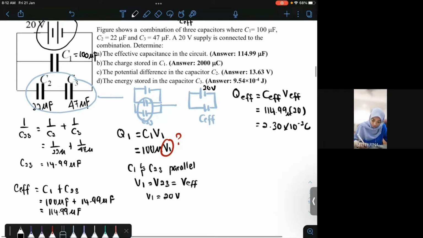So you can now simply find your Q1. Darab 20, you will get 2000 microcoulomb. Okay.